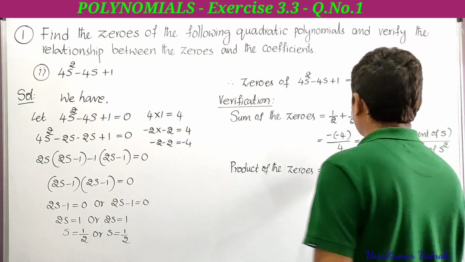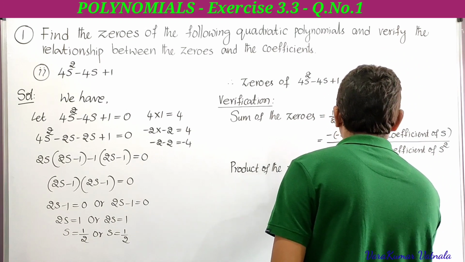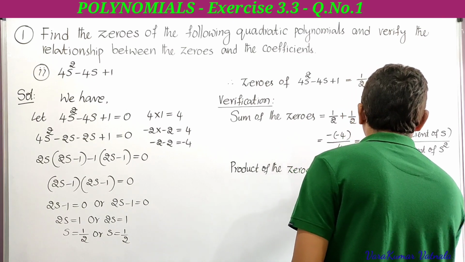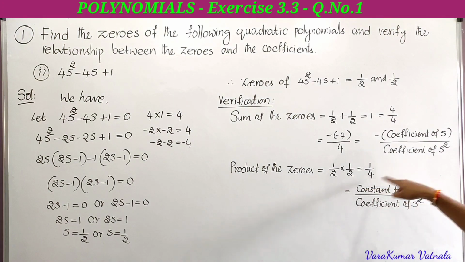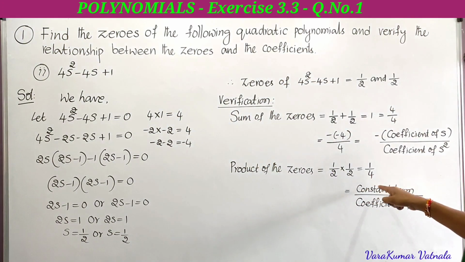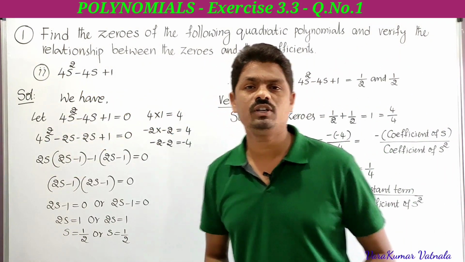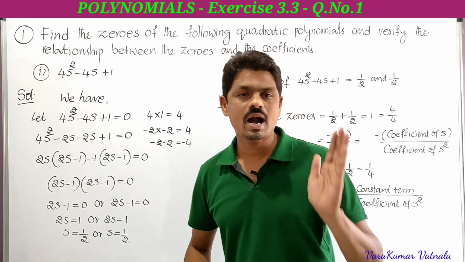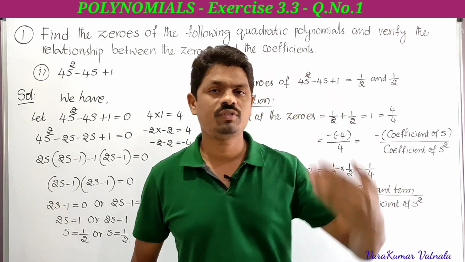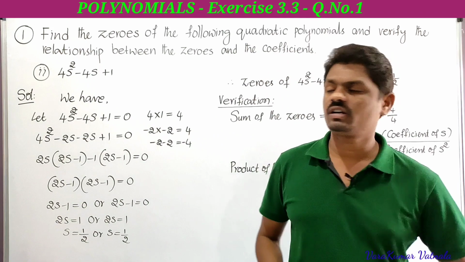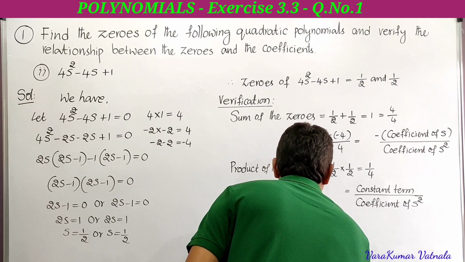So next the product of the zeros is equal to 1 by 2 into 1 by 2, which is equal to 1 by 4. Here 1 is the constant term. 4 is the coefficient of s square. Therefore, we have the product of the zeros is equal to the constant term divided by the coefficient of s square. Therefore, we can write verified. So here verified.